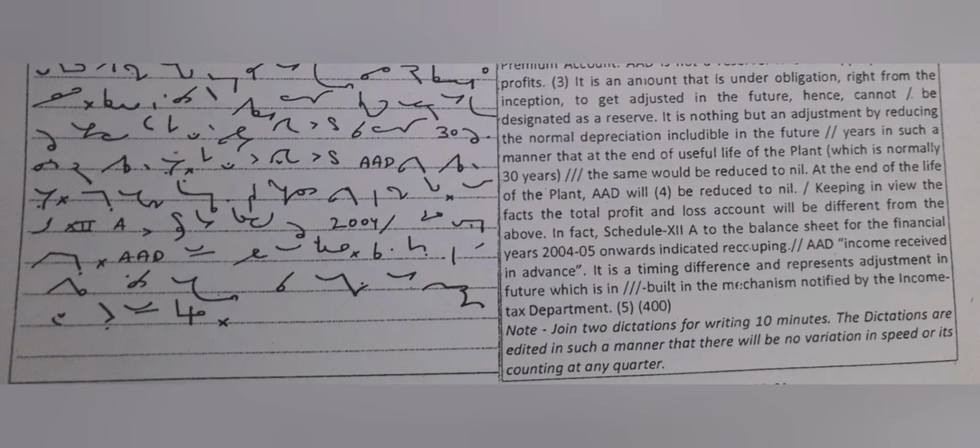In fact, Schedule 12A to the balance sheet for the financial years 2004-5 onwards indicated recouping AAD income received in advance. It is a timing difference and represents adjustment in future, which is inbuilt in the mechanism notified by the income tax department.